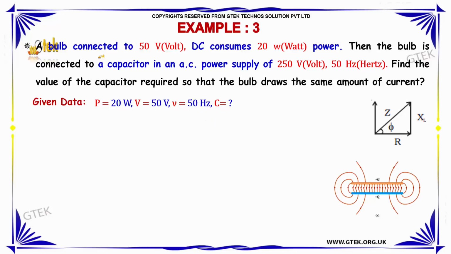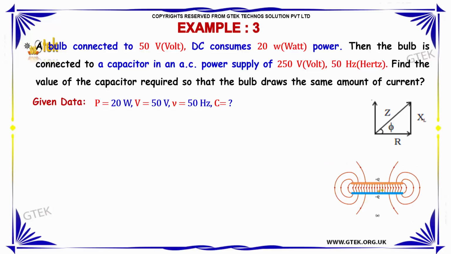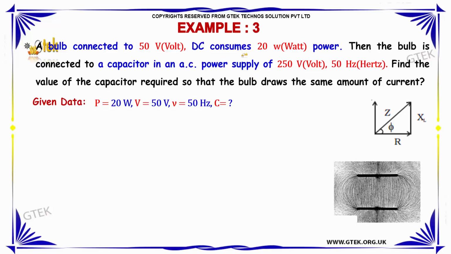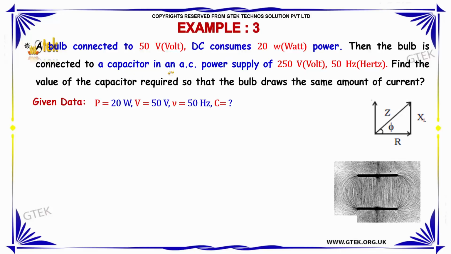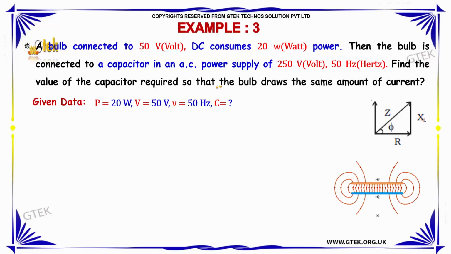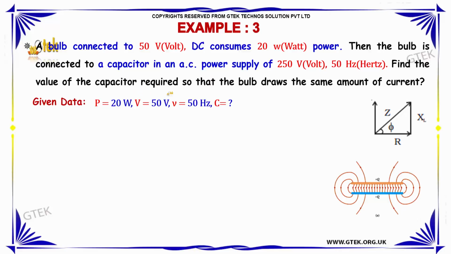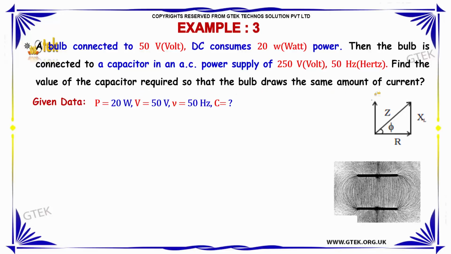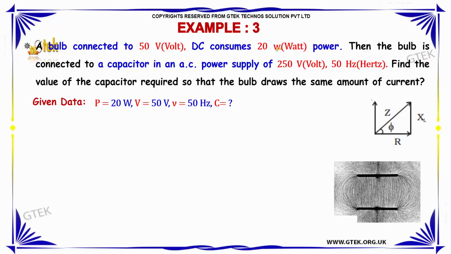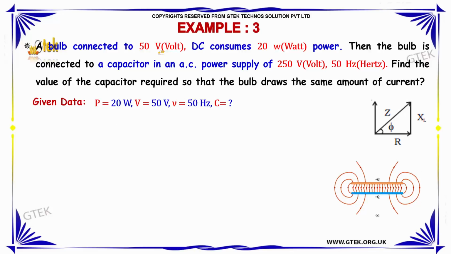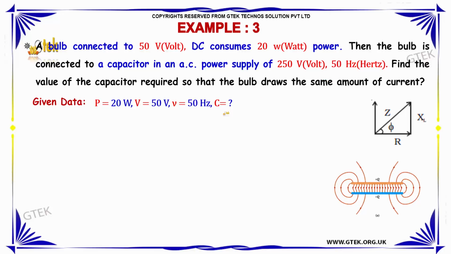Now let's move on to the next one. A bulb connected to 50 volts DC consumes 20 watt power. Then the bulb is connected to a capacitor in an AC power supply of 250 volts, 50 Hertz. Find the value of the capacitor required so that the bulb draws the same amount of current. This is the question. So P is equal to 20 watts, V is equal to 50 volts, nu is equal to 50 Hertz, and we need to find the capacitor C.